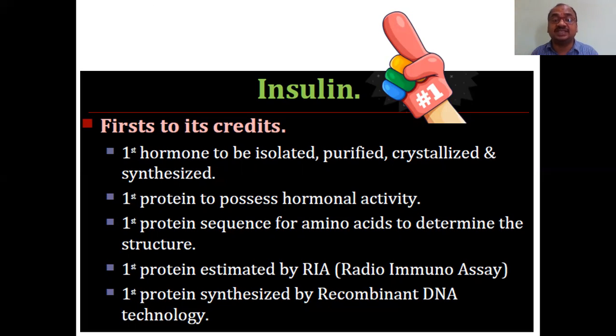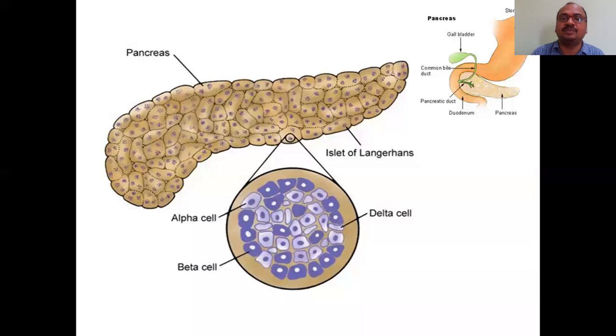In 1921, the first protein estimated by RIA, radioimmunoassay. Radio, that much is important. First, always first. See the symbol I have kept. Always first. Insulin means first, right? First protein synthesized by recombinant biotechnology, DNA technology, recombinant technology. First protein. Later, they synthesized it using RNA. Pancreas is the main gland which secretes, not only the main gland, it is the one and only gland which secretes insulin.